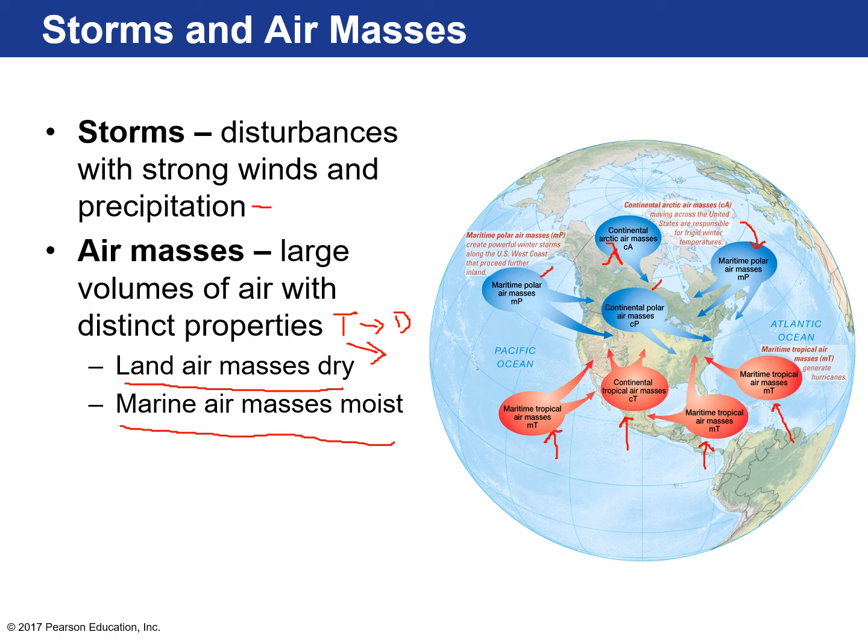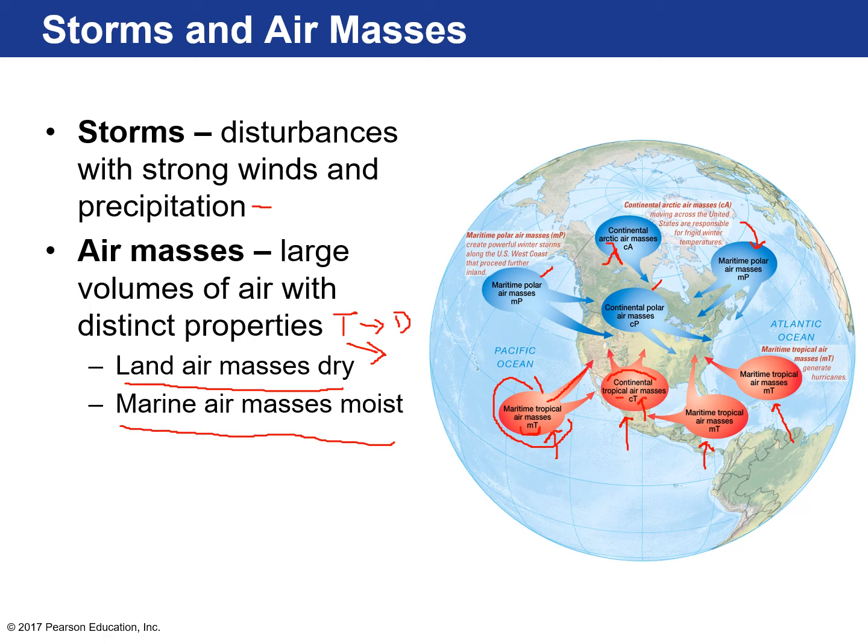But if they originate over water, like this one does, this is a maritime tropical air mass. It's given that M sub T notation. That is a warm and moist air mass, right? And it typically moves in this direction, right? You can have air masses from lower latitudes that originate over land. We call those continental tropical air masses. And these are typically warm and dry, okay?